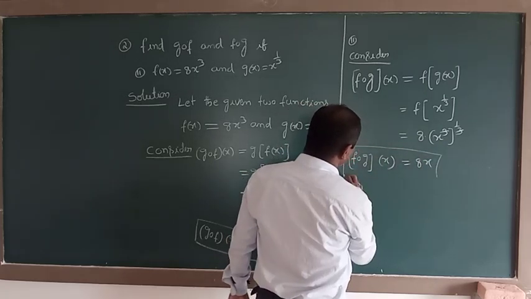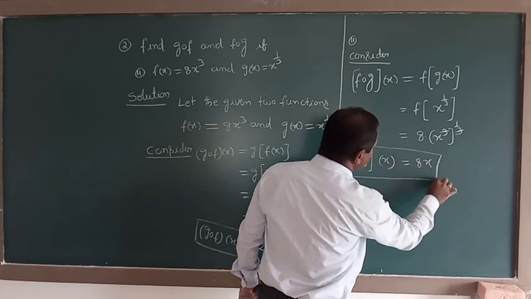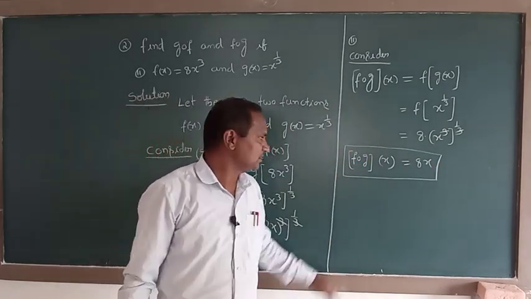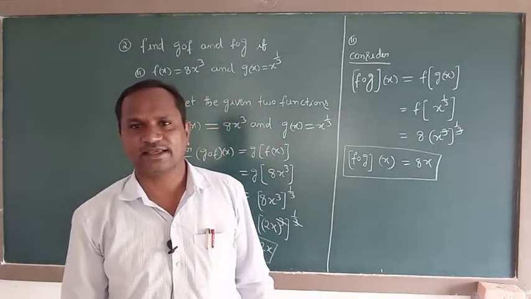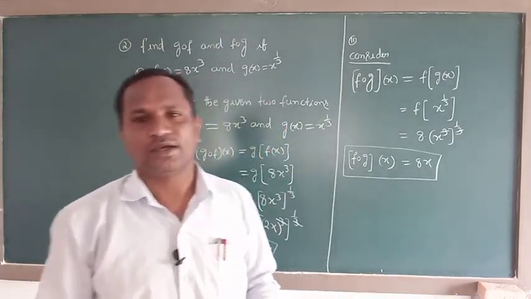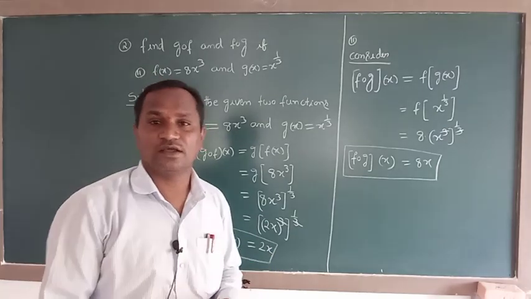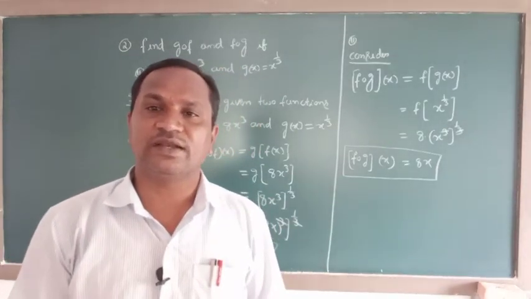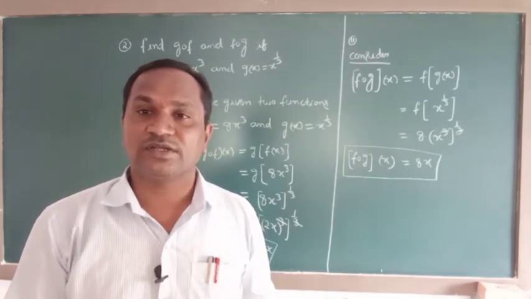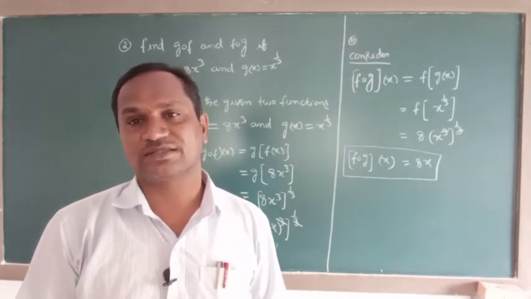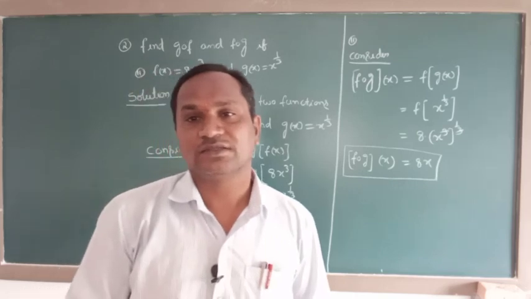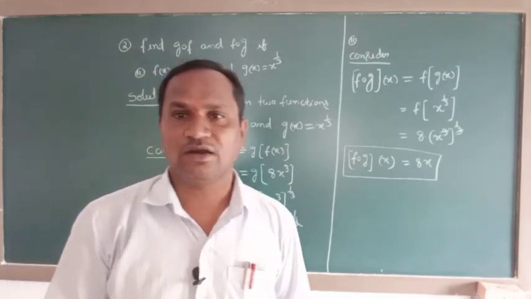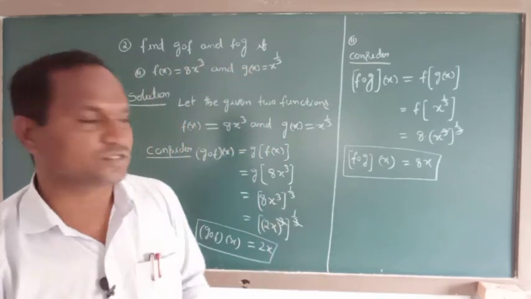Like that, we found f circle g also. g circle f of x is 2x, and f circle g of x is 8x. In this way we have given the solution for the two composition functions g circle f and f circle g. Before that we also did two questions, where we defined g circle f and f circle g for the given two functions. Now we are going to start one more question.